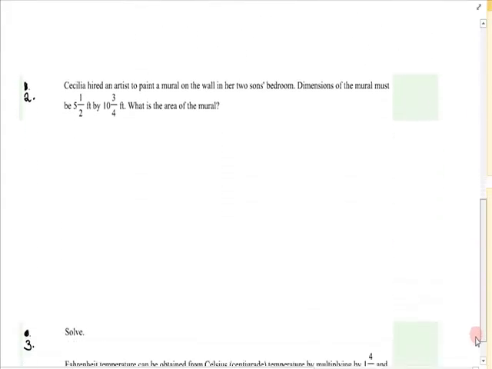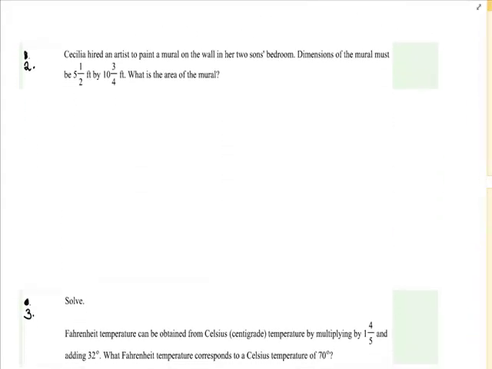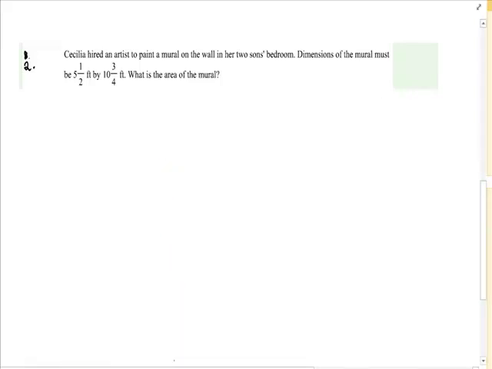All right, let's look at the second problem. Cecilia hired an artist to paint a mural on the wall of her 2 sons' bedroom. The dimensions of the mural must be 5.5 feet by 10 3/4 feet. What is the area of the mural? All right, this is a rectangle, and the area of a rectangle is length times width. So the area is 5.5 times 10 3/4.